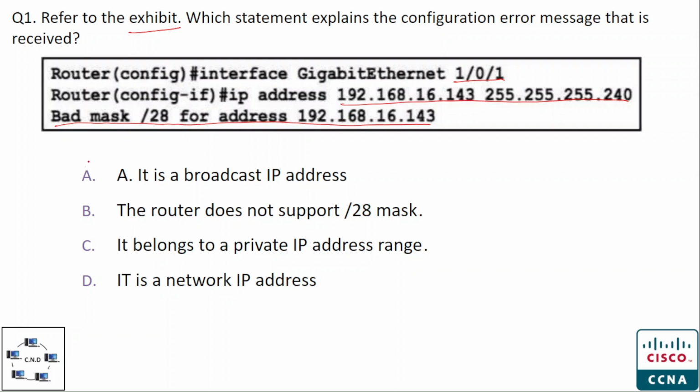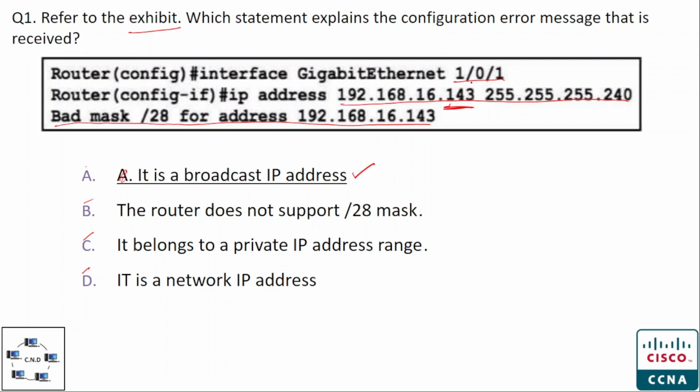And the options are: option A, it is a broadcast IP address. Option B, the router does not support /28 mask. Option C, it belongs to a private IP address range. And option D, it is a network IP address. And the correct option is option A, it is a broadcast IP address. So this IP address, 192.168.16.143, is a broadcast IP address.